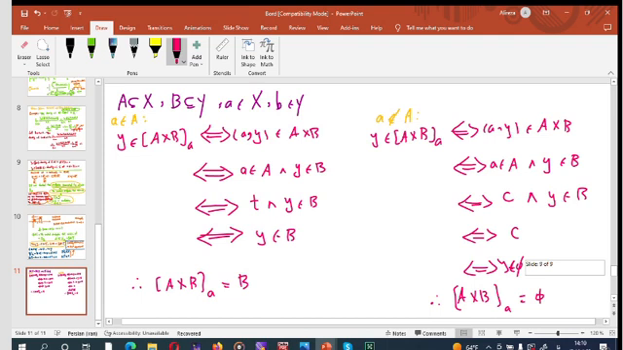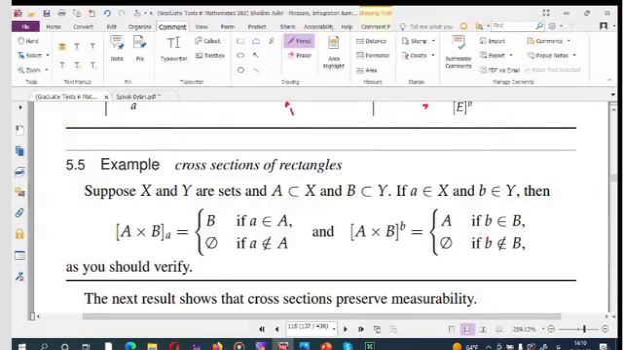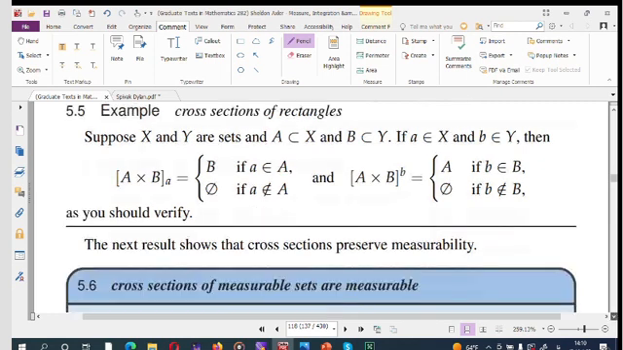Okay, this T is a true statement and this C is a false statement. So this section equal to exactly B when A belong to A and exactly empty set if A not belong to A. And similarly for this rectangle, this section equal to A belong to B and otherwise equal to empty set. The proof of this is very easy and similar to the previous.